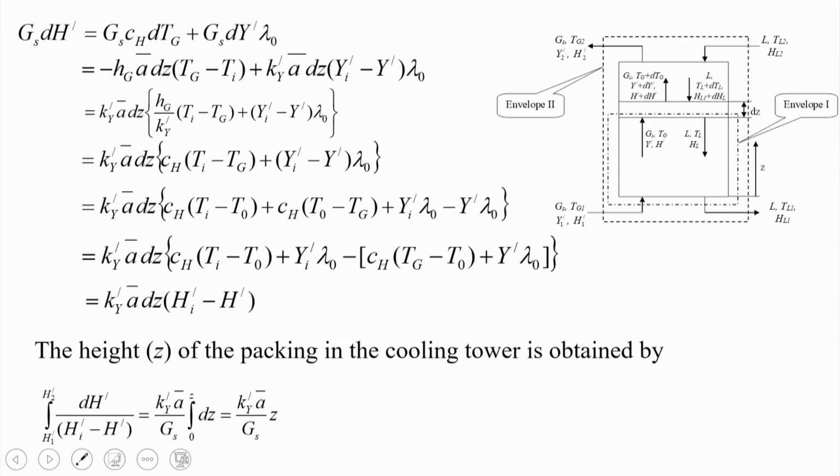If we integrate this, 0 means the bottom, that is station 1, and 2 means the top of the cooling tower, and the total height will be Z. So we will be getting the total integration of dH' by (H_I' - H') equal to k_y' ā by G_s into Z. From there we will be getting this height Z.